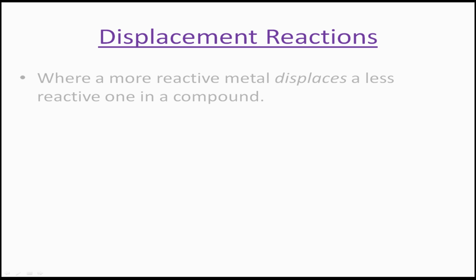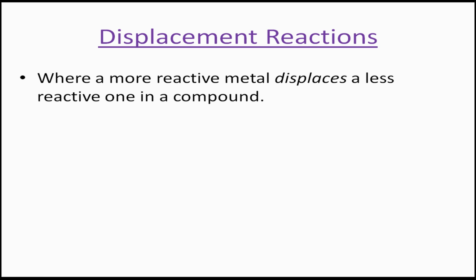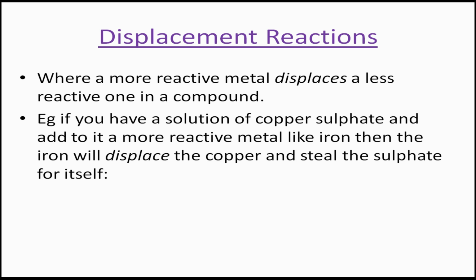Now for a displacement reaction. Getting a metal out of its ore in the rock is an example of a displacement reaction, but we're going to look at some of the lab-based ones here. A displacement reaction is where a more reactive metal displaces, or swaps places with, a less reactive one in a compound. So for example, if we have a solution of copper sulfate, that nice blue coloured solution, and we drop in some more reactive metal, for example iron or zinc, then the iron will displace the copper and steal the sulfate for itself.